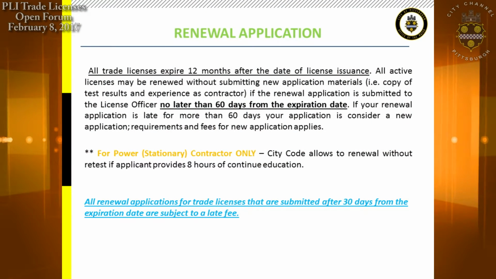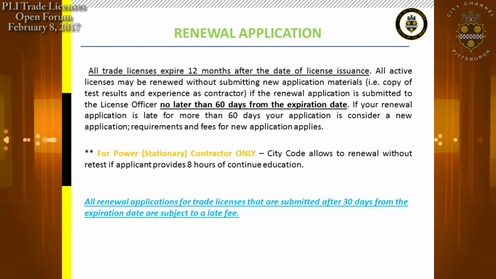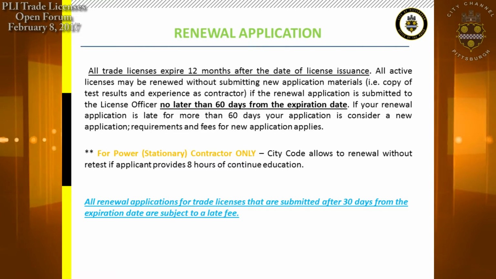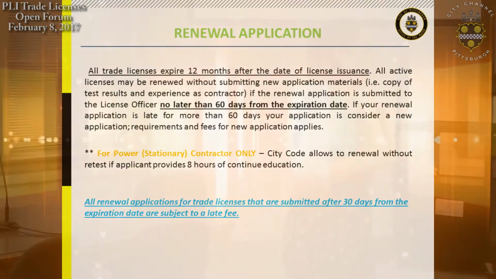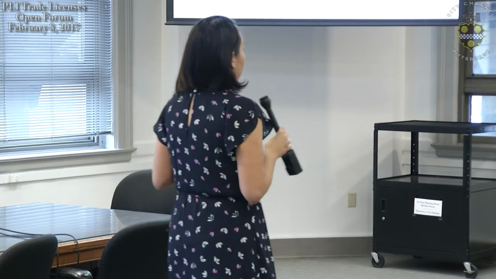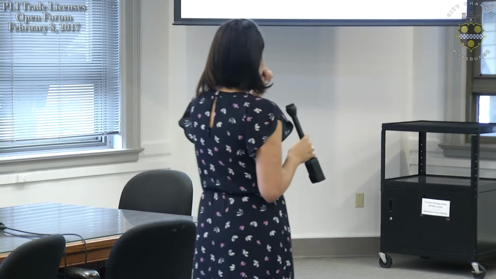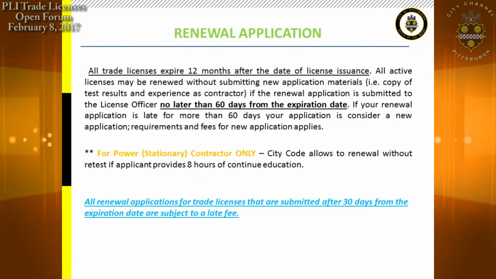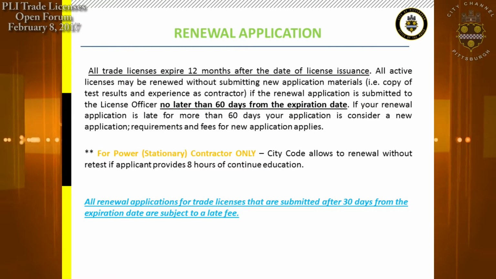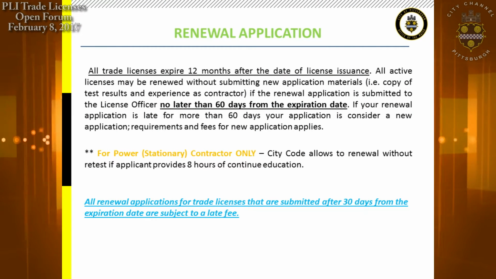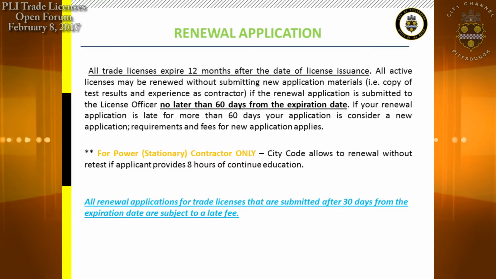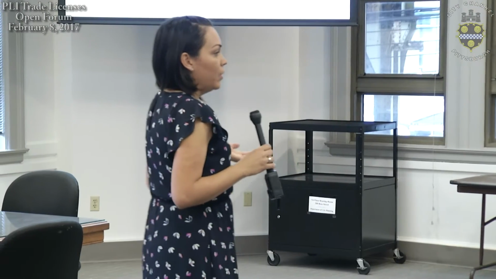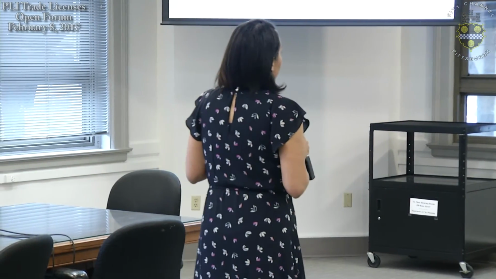All active licenses may be renewed without submitting any application materials, which in this case would be a copy of your test or your experience. That is not necessarily required during the renewal process, if the renewal application is submitted to the license officer no later than 60 days from the expiration date. So this means that if you expire on April 30th, but you came here sometime in May, you can still renew without a problem. Now, if you come to us more than 60 days after your expiration date, you'll be considered a new application, okay?